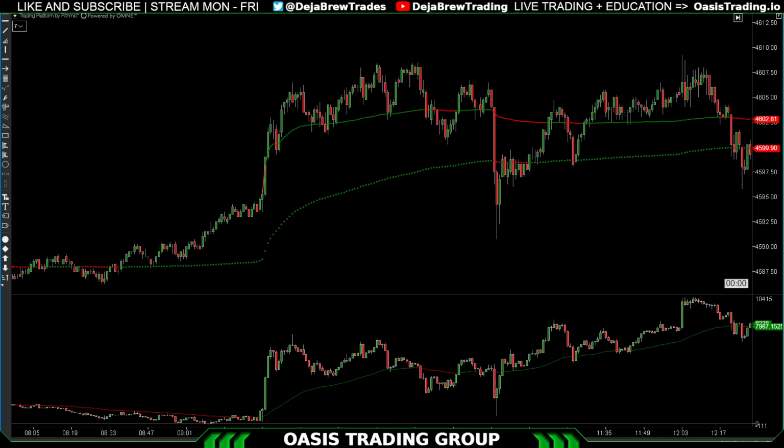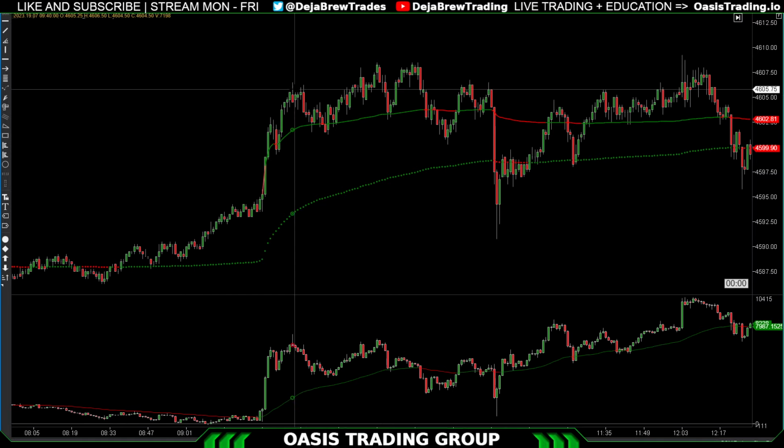Okay, so what we look for on this setup is we look for a strong impulse out the gate from ES or whatever instrument you may be trading. So you want to see that strong impulse up out the gate with good delta. We want to see that delta following price, as we can see here. So after we have this strong impulse up, you want to see some type of rejection. You want to see price starting to find that high.